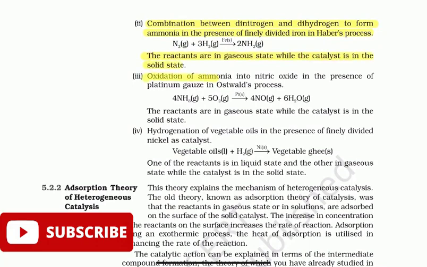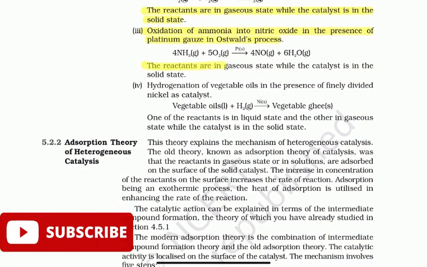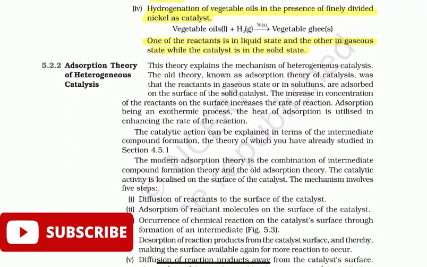3. Oxidation of ammonia into nitric acid in the presence of platinum gauze in Ostwald's process. The reactants are in gaseous state while the catalyst is in solid state. 4. Hydrogenation of vegetable oils in the presence of finely divided nickel as catalyst. One of the reactants is in liquid state and the other in gaseous state, while the catalyst is in solid state. Adsorption theory of heterogeneous catalysis. This theory explains the mechanism of heterogeneous catalysis.